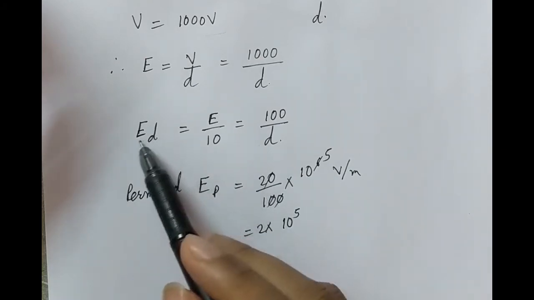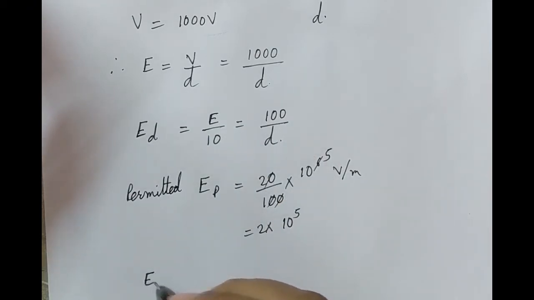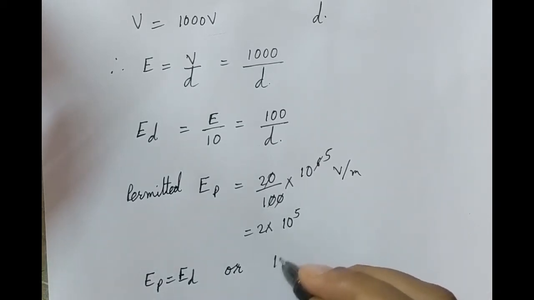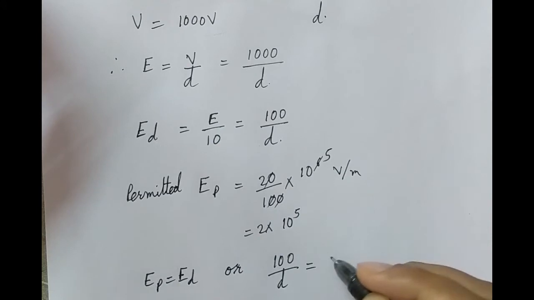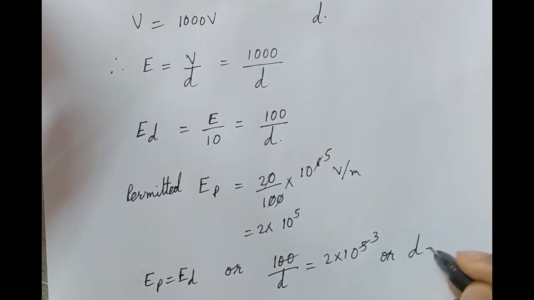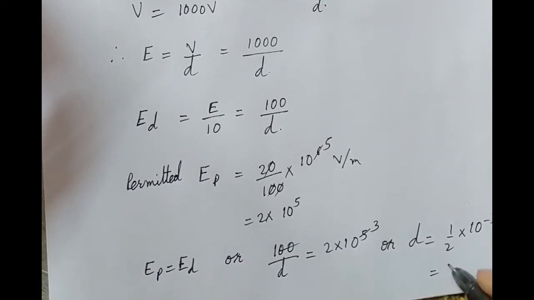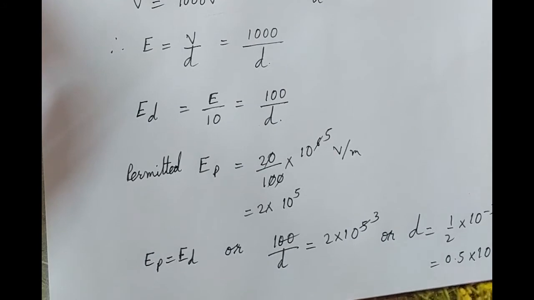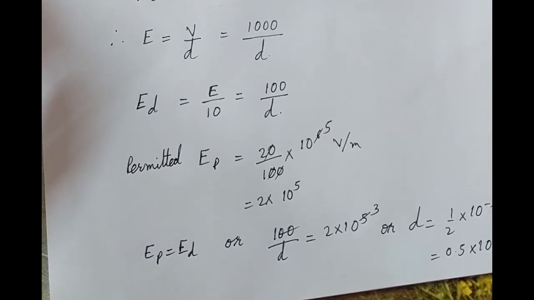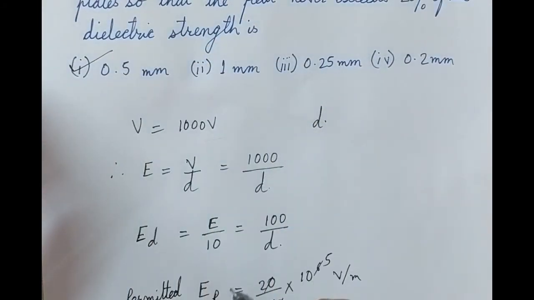Now this permitted value should be equal to the experimental value, so we just equate EP and ED. EP should be equal to ED, or 100 by d should be equal to 2 into 10 to the power 5. Can cut out the 100, leaves it with the 10 to the power 3. Therefore d becomes 1 by 2 into 10 to the power minus 3, that is 1 by 2 is 0.5. 0.5 into 10 to the power minus 3, this is in meters, remember, that means 0.5 millimeters. So our first option is our correct option.